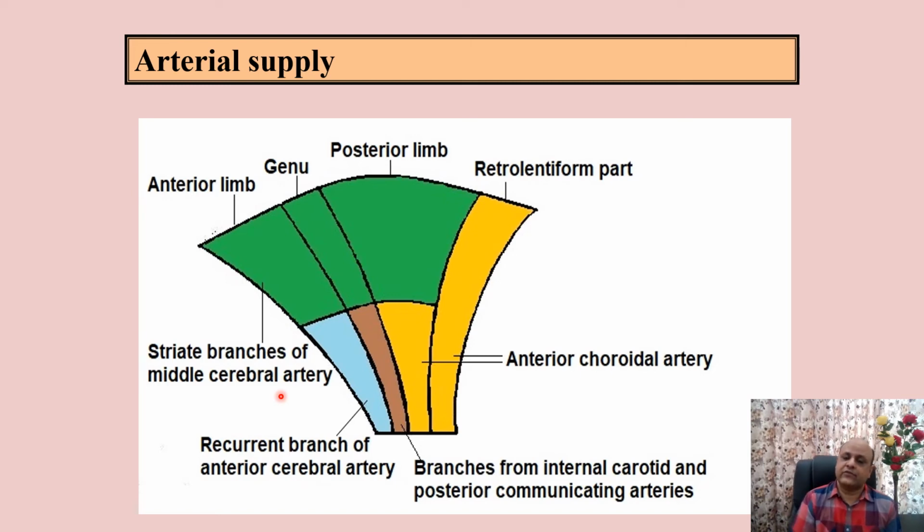So the striate branches of the middle cerebral artery, these are the perforating branches arising from the middle cerebral artery. They supply the upper parts of anterior limb, genu and posterior limb of internal capsule, and they are shown in green here. The lower part of the anterior limb is supplied by recurrent branch of anterior cerebral artery, while the lower part of the genu is supplied by direct branches shown in brown here from the internal carotid and posterior communicating arteries. The retrolentiform part, sublentiform part of internal capsule and the lower part of the posterior limb, they are supplied by the anterior choroidal artery. This is also a branch of the internal carotid artery.